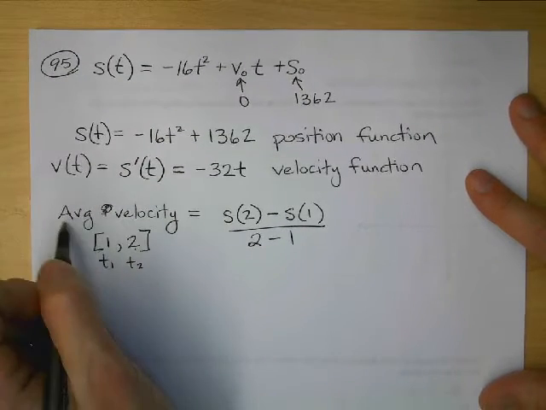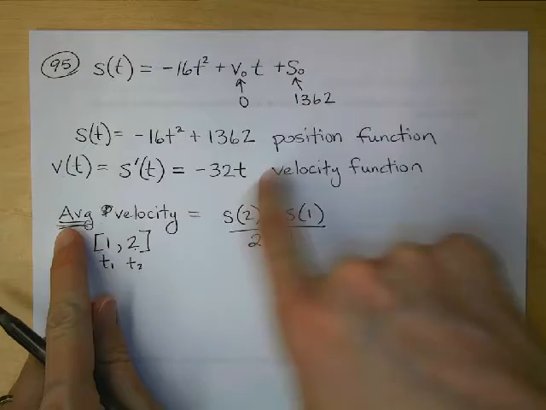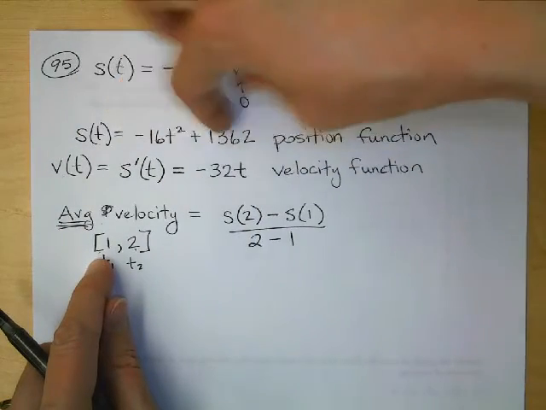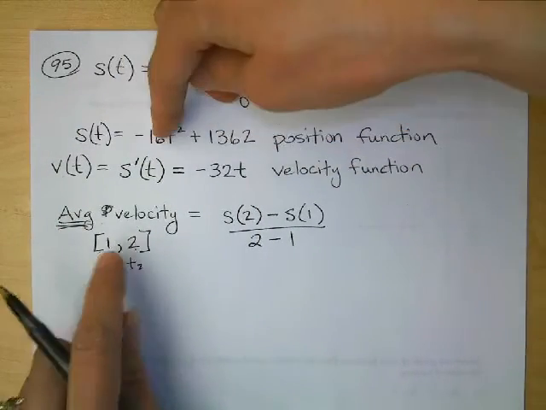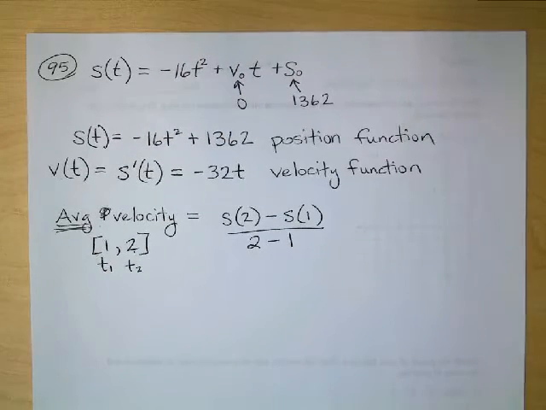So it's because it says average. So if it says average, you don't use this velocity function. You just go plug it into the position function and just do an average. What's the difference between plugging in s of 2 and s of 1 over 2 minus 1? So you got to plug those numbers in.